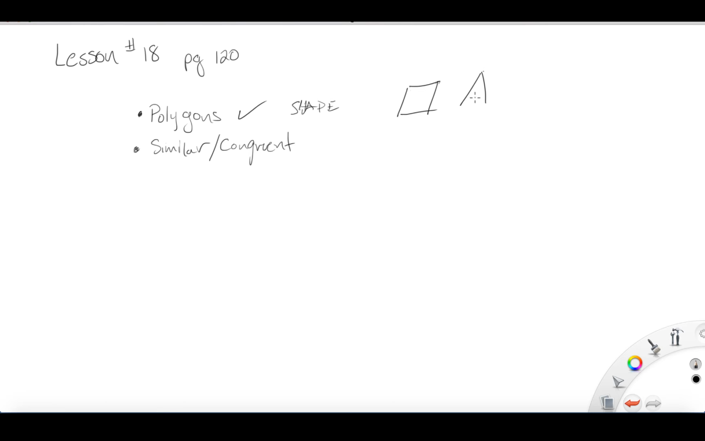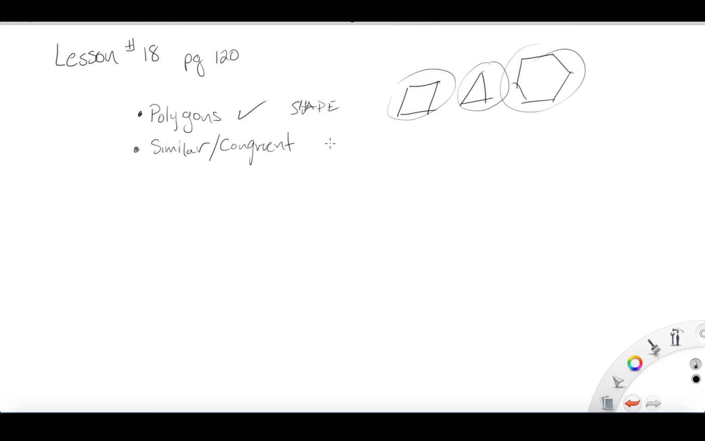And a polygon simply has to be more than two sides, okay? So it can't be this, but it can be this, or put as many more sides as you want to. We can make polygons all day long.